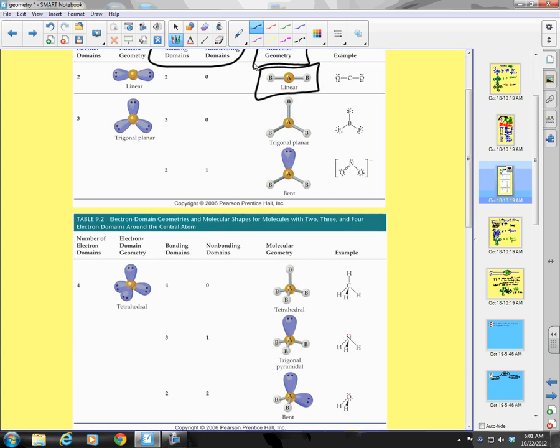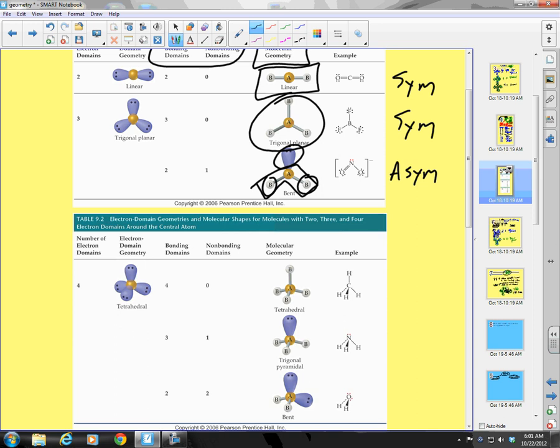Linear. Do you think linear is symmetric or asymmetric? Well, linear turns out to be symmetric. What about trigonal planar? If we think of that in 2 dimensions, that turns out to be symmetric as well. What about if we look at bent? And remember, we're only looking at the atoms, not the unshared pair here. Does that look symmetric in 3 dimensions? The answer is no. It is asymmetric. Tetrahedral? Tetrahedral is symmetric.